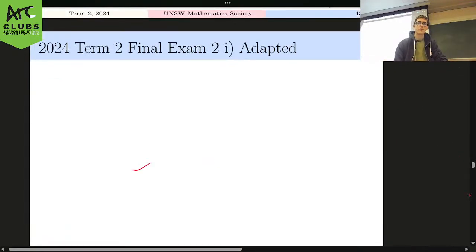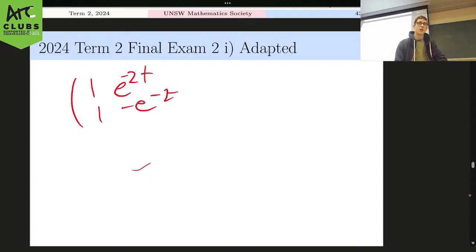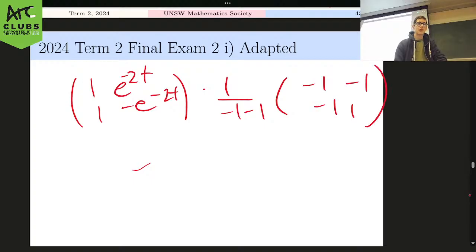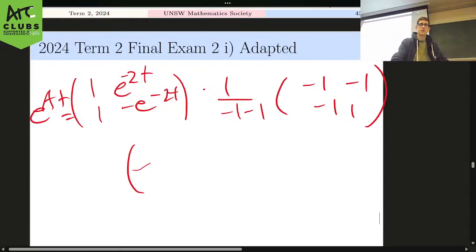So we were looking at (1, 1; e to the -2t, -e to the -2t) times, it was 1 over -1 minus 1, times (-1, -1; -1, 1). That's our inverse. So multiplying these two together, you would get your exponential matrix. So I'll leave it there for you guys to do the rest of the calculations. But hopefully you see the pattern here. Okay. All right, so that seems pretty good there.